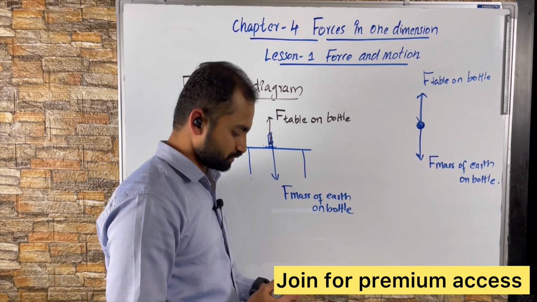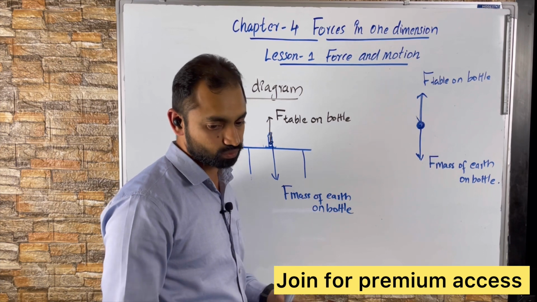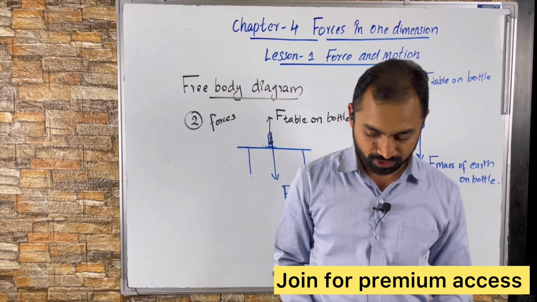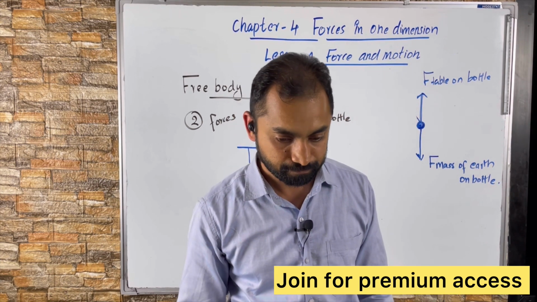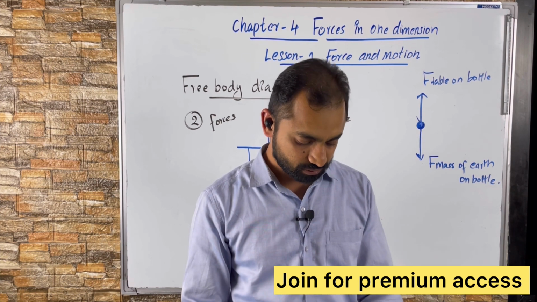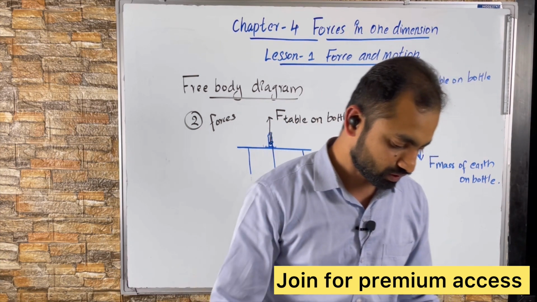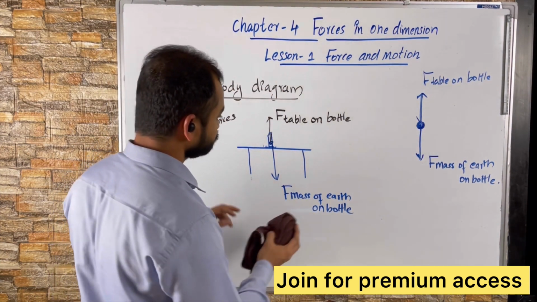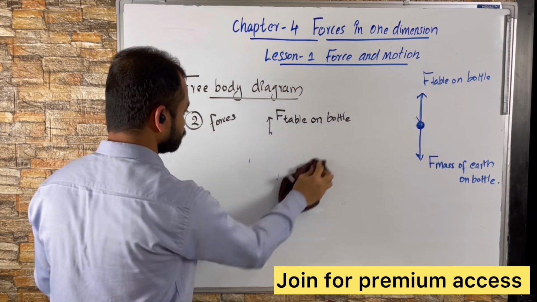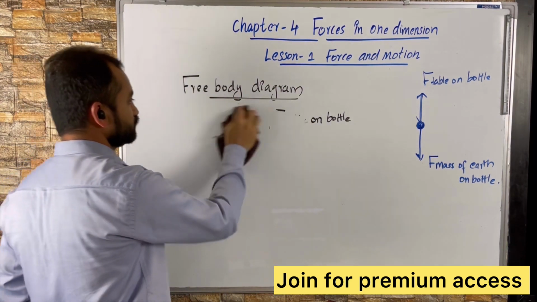If, for example, there are three forces acting, then we have to draw three arrows to represent all the forces acting on the object. Is it clear? Okay. Then I will give you one more example to draw a free body diagram. And after this we will discuss net force.